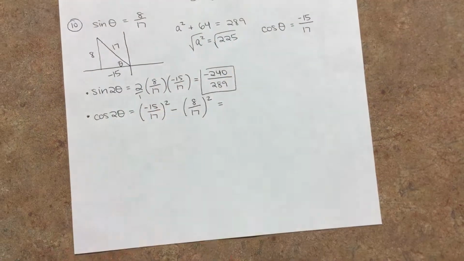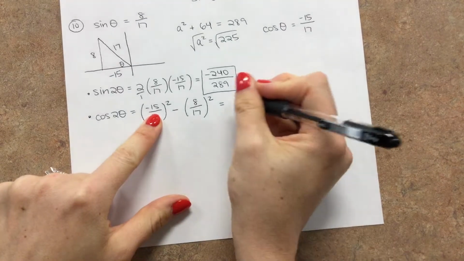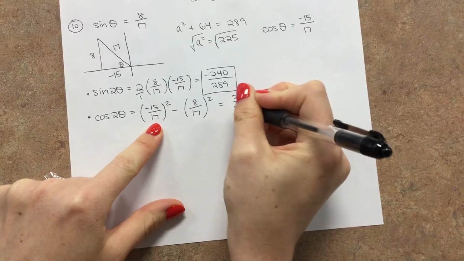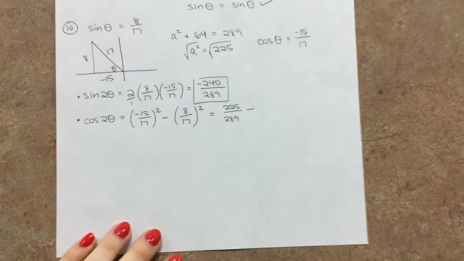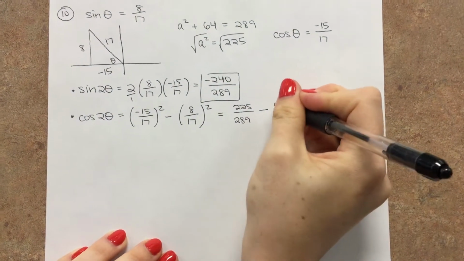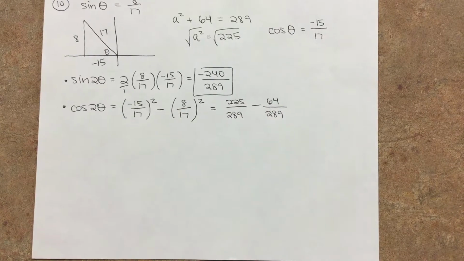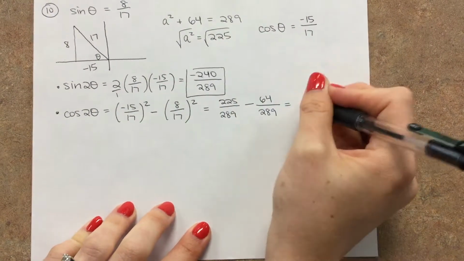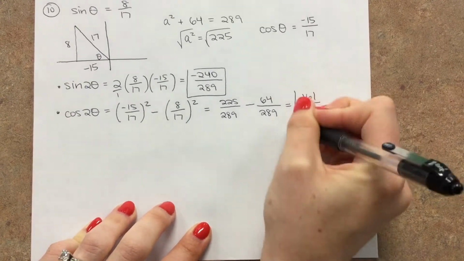Okay, so when I square this, remember, even though I'm squaring a negative, it comes back positive. So when I square negative 15, I get 225. And when I square 17, I get 289. Minus, and then square this. When I square the 8, I get 64. And when I square the 17, I get 289. So they have the same denominator. So we just subtract 225 minus 64, and that leaves you with 161 over your common denominator.